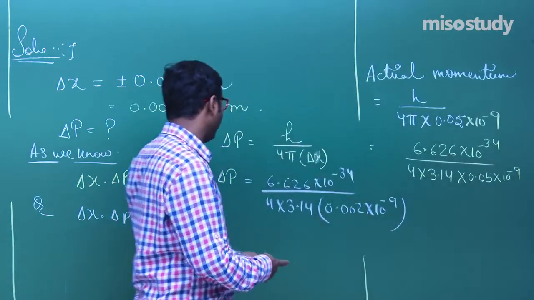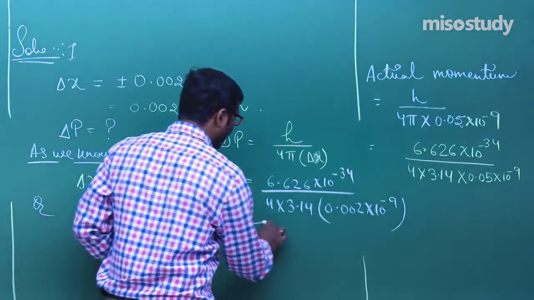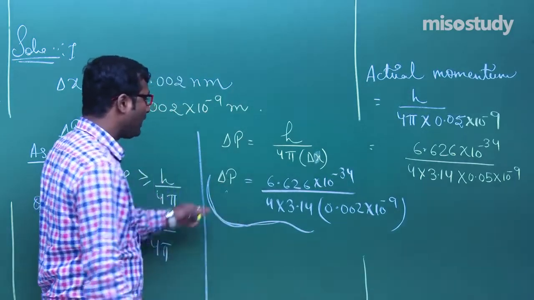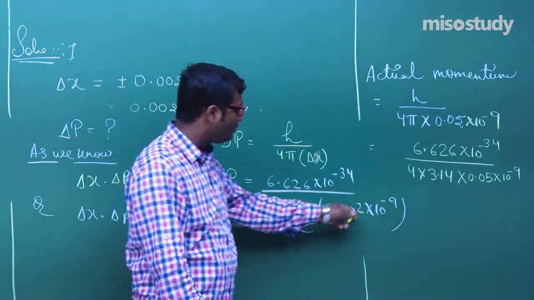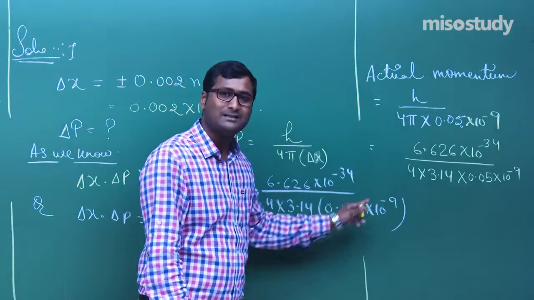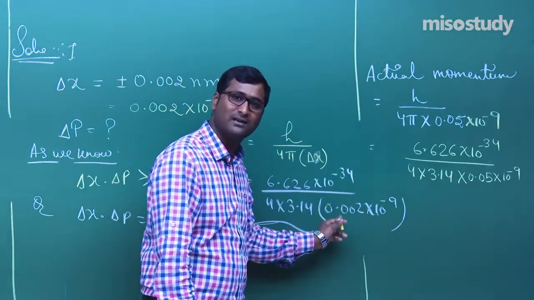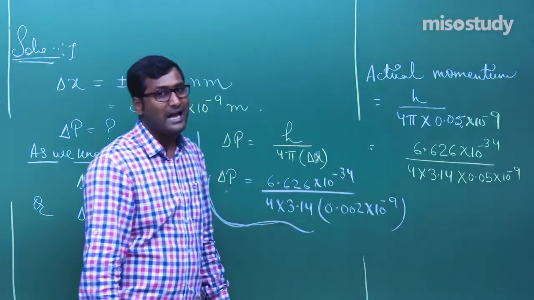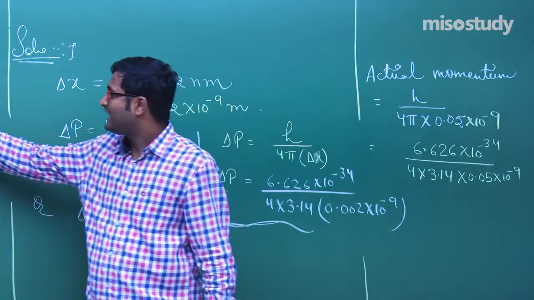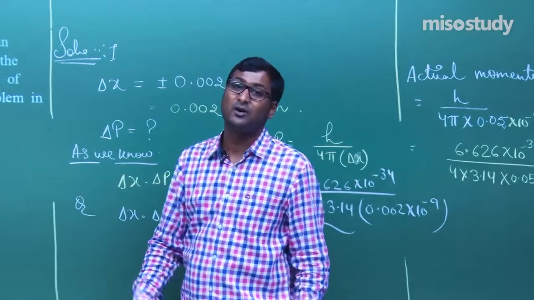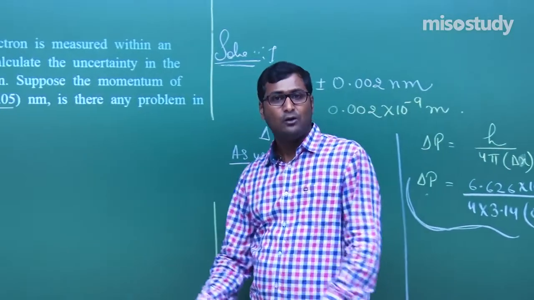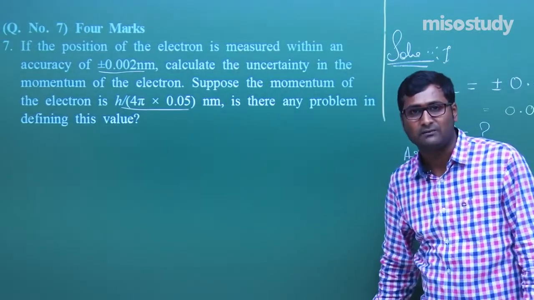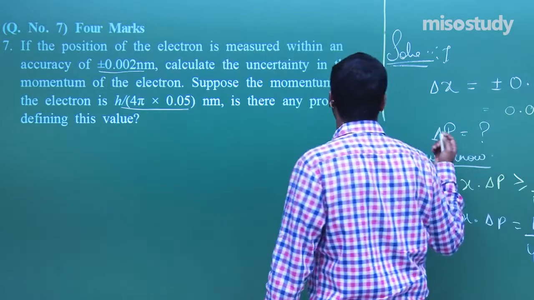This is the actual momentum, and this is what we found. Now compare this one. What do we observe? The value differs. And if the value differs, is there any problem in defining the value? Definitely. If the value differs, we can say definitely there is a problem in defining this value. Clear to you? Now check out what we have done.